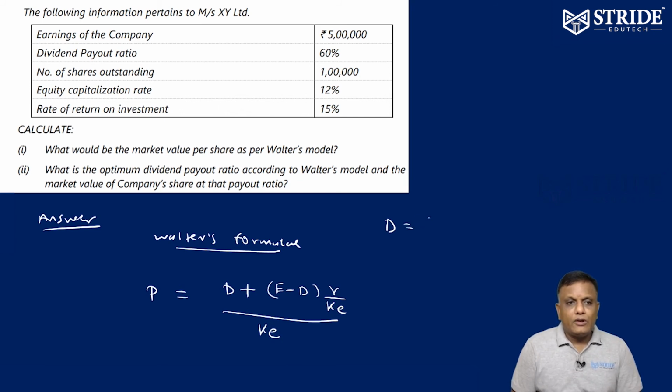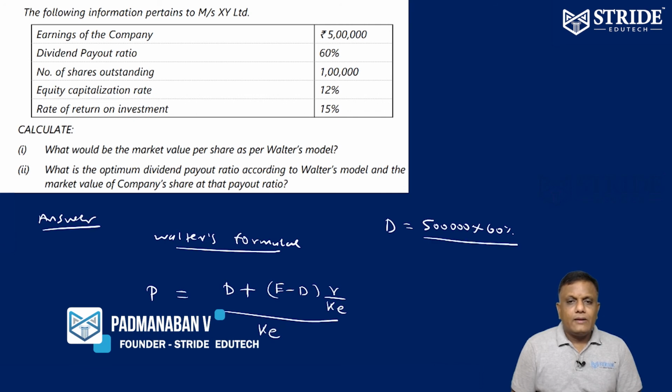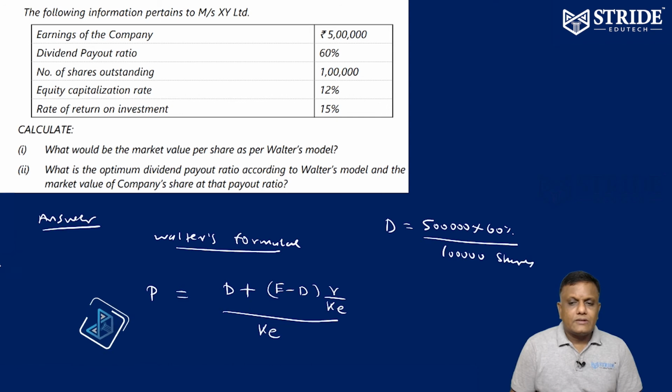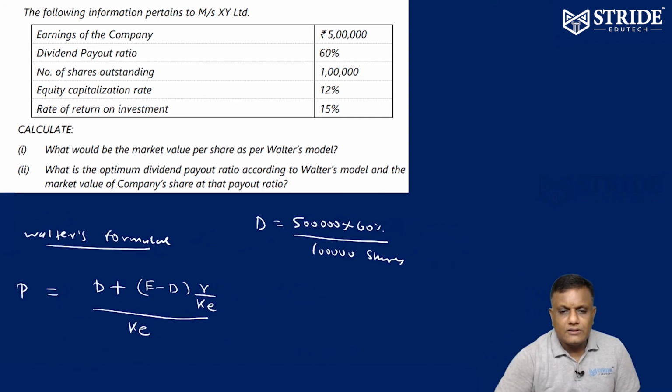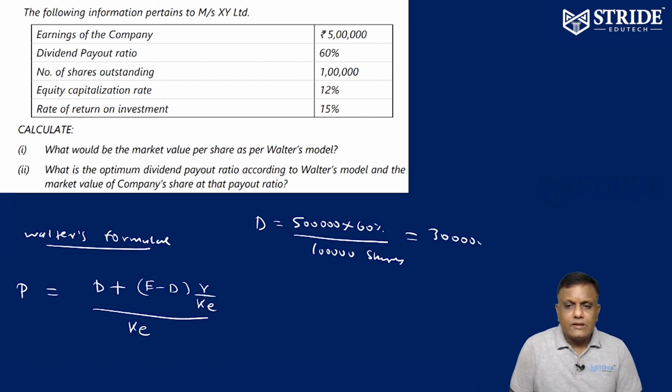Here D is equal to dividend per share. So dividend per share is equivalent to 5 lakhs earnings into 60% by 1 lakh shares. 5 lakh into 60 percentage is equivalent to 3 lakhs, 3 lakhs by 1 lakh shares. So 3 lakhs by 1 lakh is equal to rupees 3. So D is equal to rupees 3.